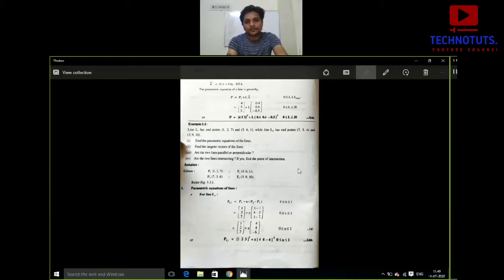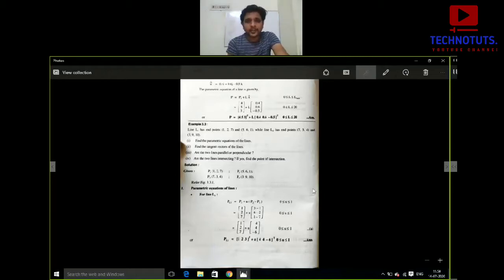Okay, so this is a numerical which covers all the topics that we have read so far. This type of numerical comes in the exam. So let us see how we can solve this type of numerical. Let us first note down the given coordinates.